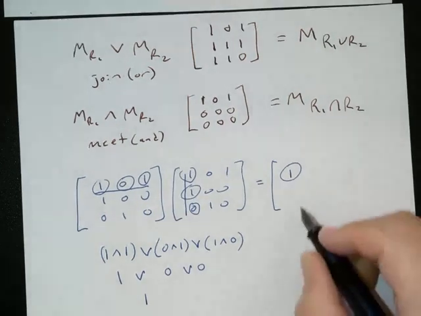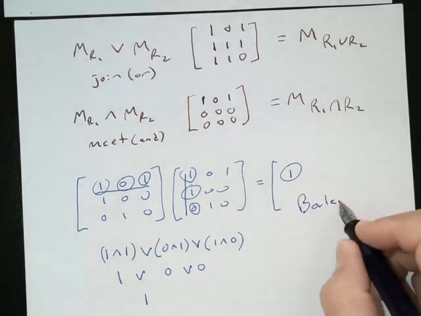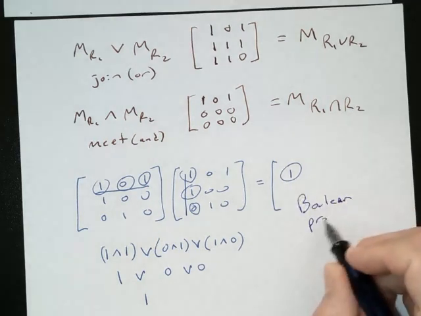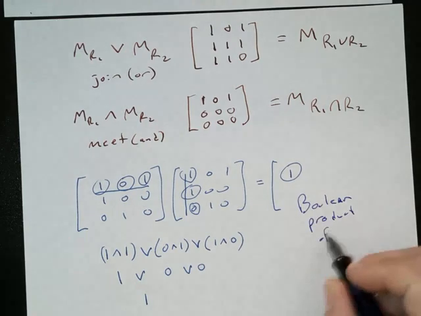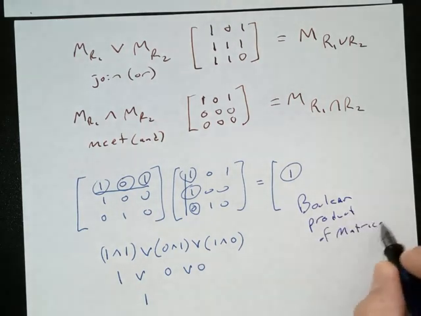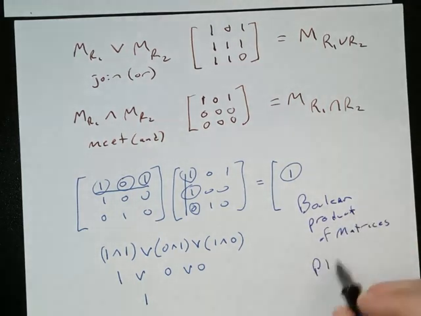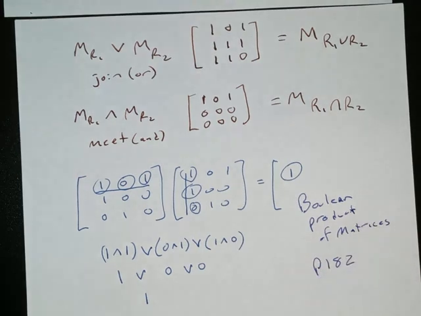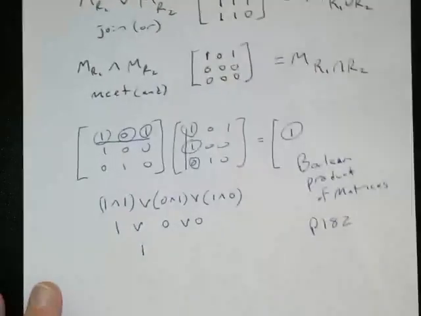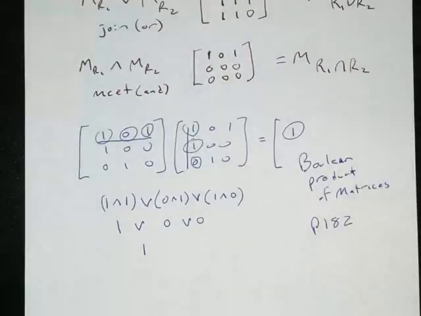This is called a Boolean product of matrices. It appears in our textbook on page 182, which unfortunately for us is in a section I didn't do, which is why we're not going to spend that much time on it. This is the entirety of what you will do. You'll do this once. That's it. You'll never see it again.